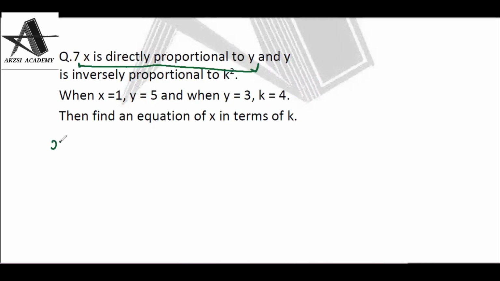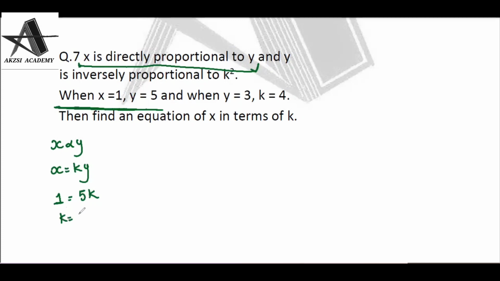So x is directly proportional to y. Follow the same steps. That means I need to write x is equal to ky. I need to find the value of k. For that, it's given that when x equals 1, y equals 5. So I need to replace x with 1, and in place of y, I have to write 5.